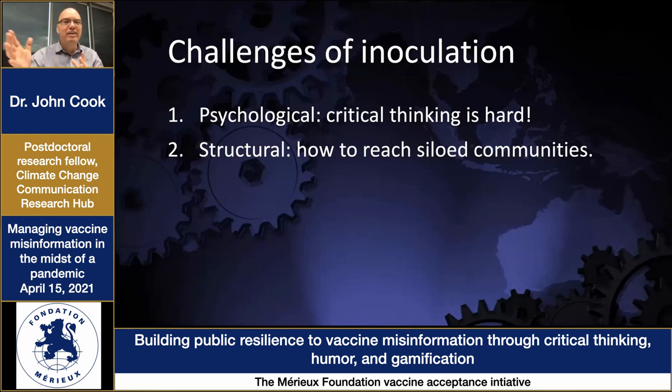So if I have the perfect inoculating message to debunk a particularly damaging myth about vaccination or climate change or whatever, and I need to get that into a specific community that's vulnerable to that misinformation, if the social media platform isn't going to deliver that information because it doesn't conform to their beliefs, that is a big challenge for communicators, scientists, educators, anyone trying to get this information to the communities that need it the most. So how do we solve this issue of siloed communities?